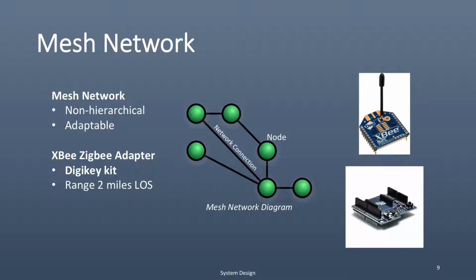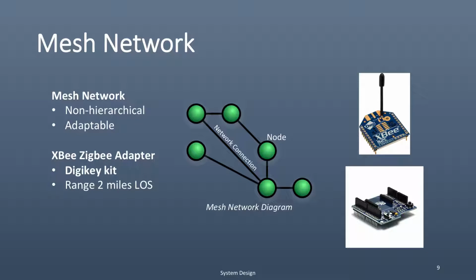Mesh network. For my system, I selected to use a mesh network. A mesh network is a type of network topology which consists of many nodes. These nodes connect to as many other nodes in range as possible to pass along data to create this network. Why did we select this?